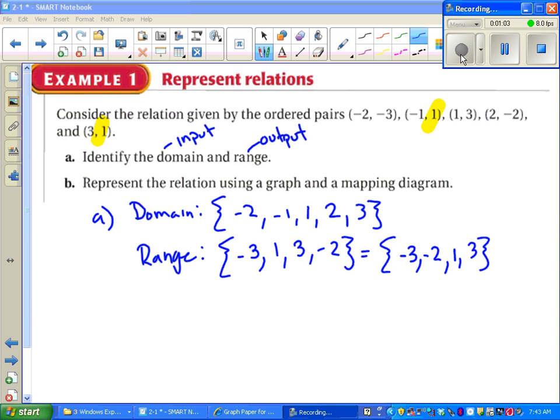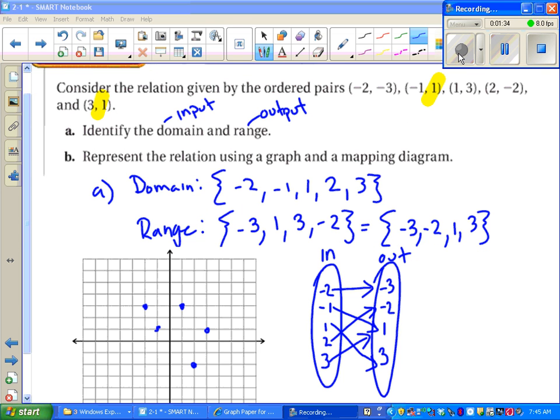If you notice, I rewrote the range from smallest to biggest. You don't have to do that. It's just easier to kind of organize your data that way sometimes. Part B says, represent the relation using a graph and a mapping diagram. So in order to use a graph, I have to plot those 5 points. And a mapping diagram means I have to draw a shape with the inputs in it, a shape with the outputs in it, and draw arrows pointing from input to output.